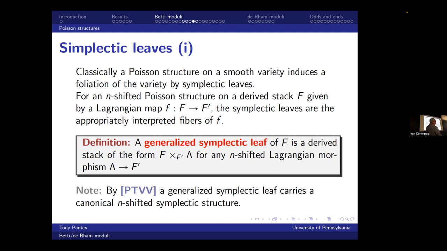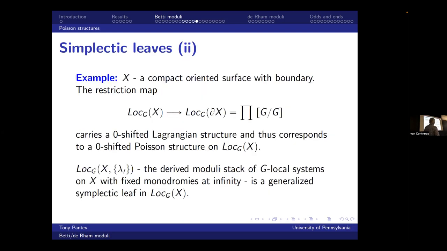A generalized symplectic leaf by construction carries a canonical shifted symplectic structure compatible with the Poisson structure. And we want to understand those. So for a compact oriented surface with boundary, the restriction map has a zero shifted Lagrangian structure and so corresponds to a zero shifted Poisson structure. This derived moduli stack of local systems with prescribed local monodromies at infinity is the generalized symplectic leaf because we got it by intersecting with another Lagrangian coming from the Lagrangians in the G mod G guys.